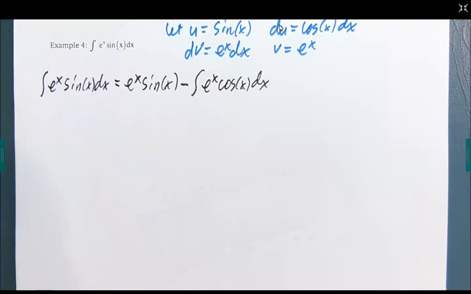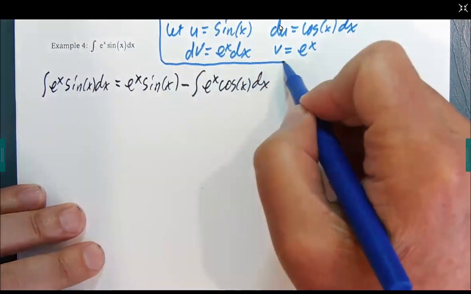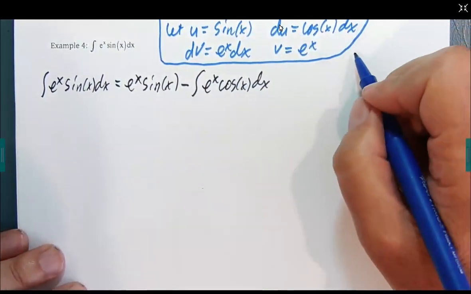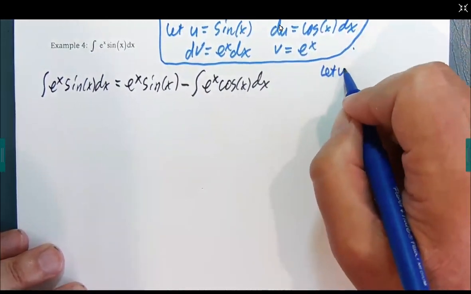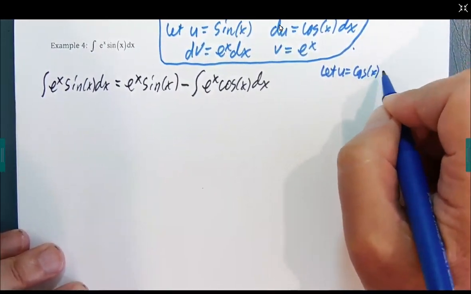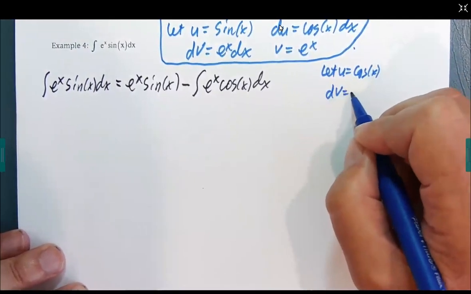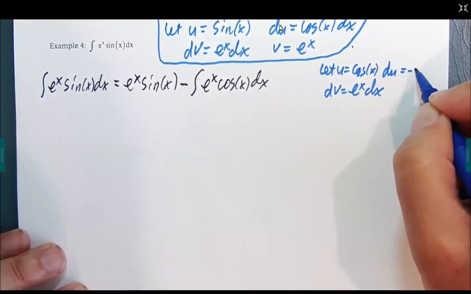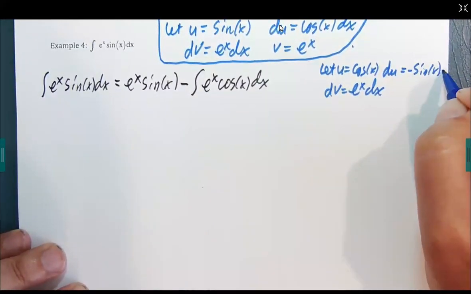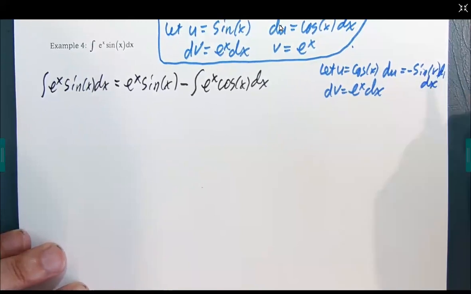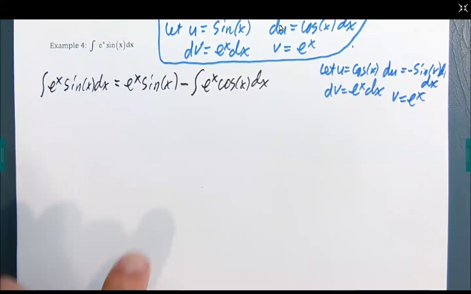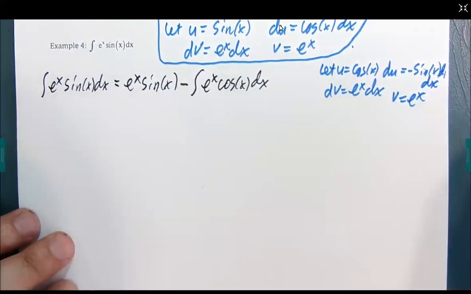Okay, well, I'm going to actually apply this a second time. That was my first attempt. And we'll do this over here. Let u equal cosine x. dv is e to the x dx. du, negative sine x dx. And then v is e to the x again. We're going to do this whole process all over again, but just to this part here. That's still going to remain.